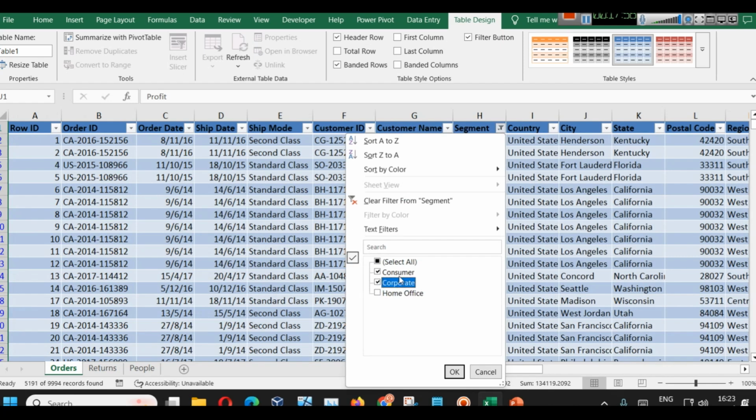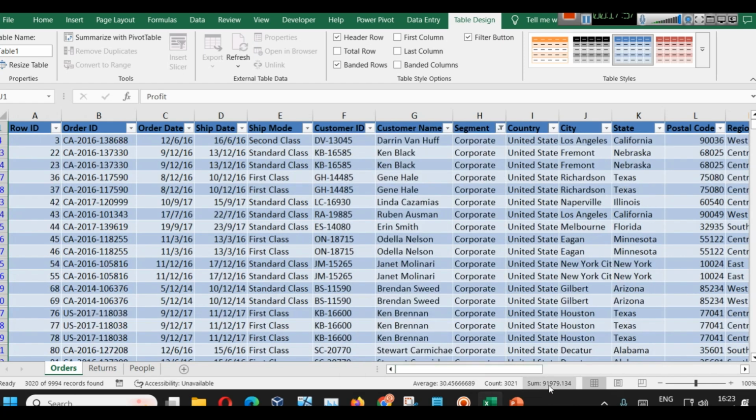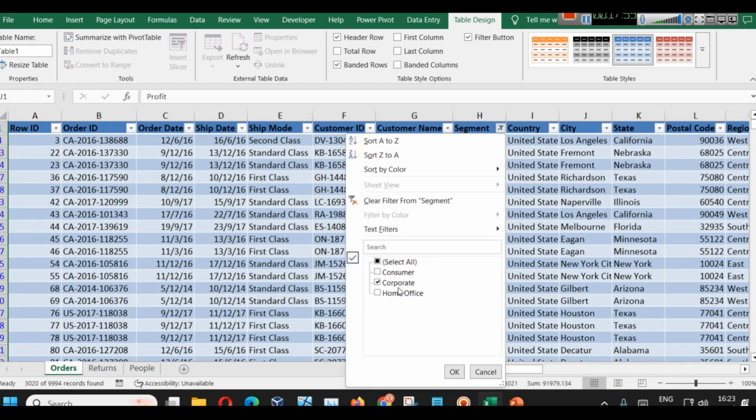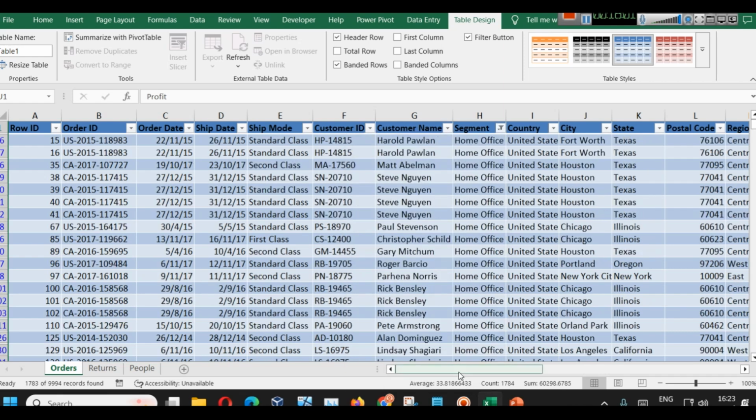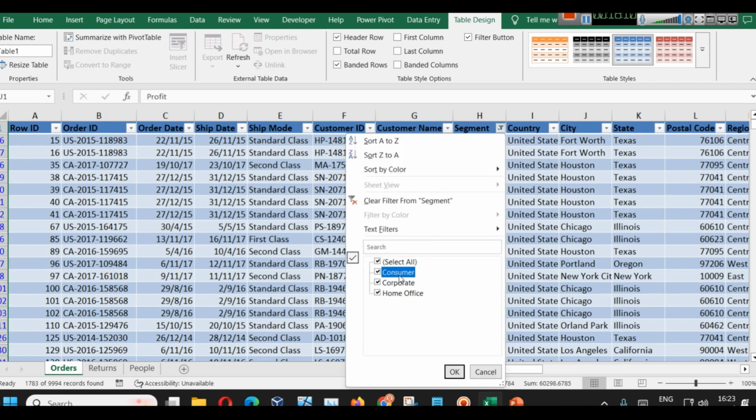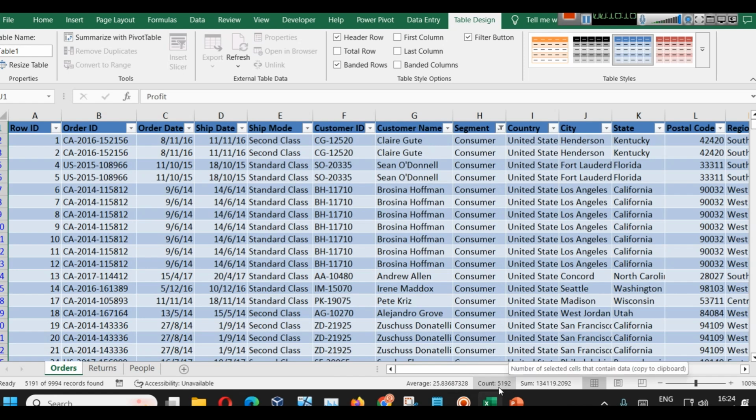I will do it for corporate, and here it is less. Then I will select home office. Here it seems more, or no, it is 60,000. So we can say in the consumer segment we have more sales, but someone may ask, the count of sales is also more here, 5192, right? What is the average profit value?